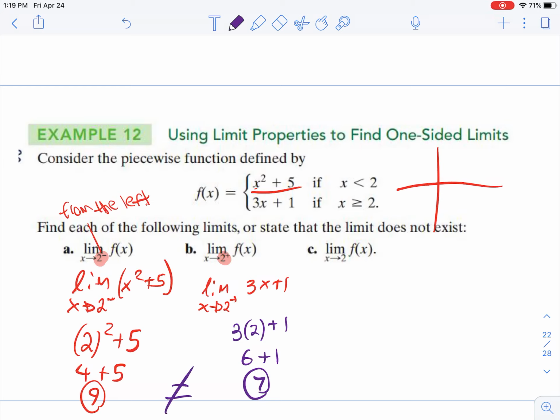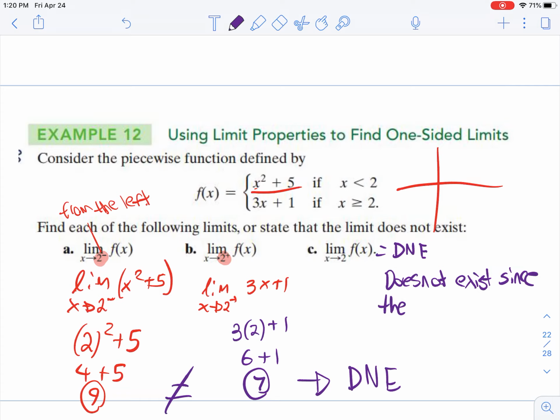These are not equal. So what this means is that the limit does not exist. This is DNE, or does not exist. And why is this the case? Because the limit from the left does not equal the limit from the right.